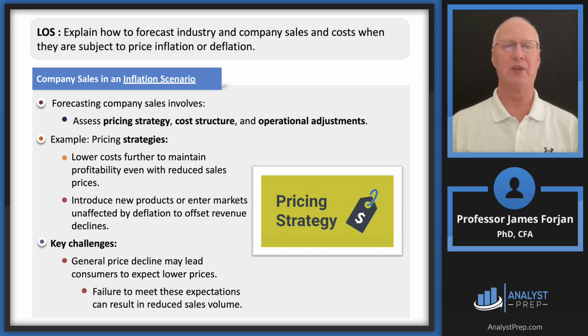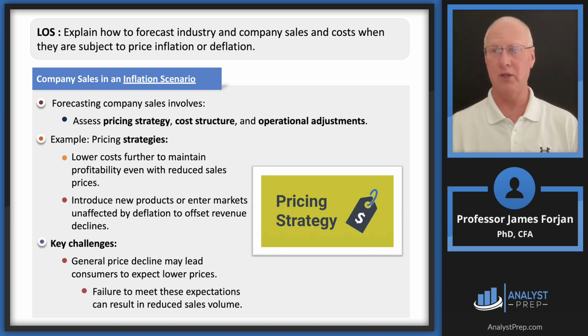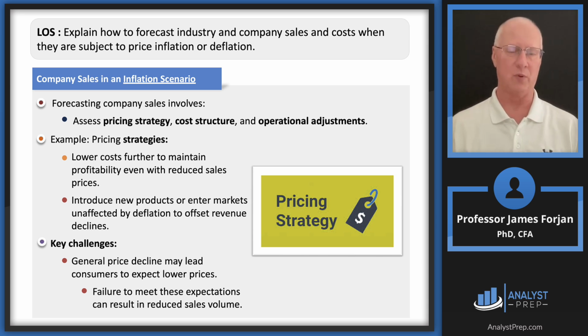A couple of final things here under an inflation scenario. In forecasting sales, we need to think about what that P means. Do we want to lead the industry in pricing, or do we want to say, you know what, you guys figure out the price and we're going to put it at 4% below that? We need to look at the left-hand side of the income statement. What is our cost structure and what is our ability to adjust from an operational standpoint?